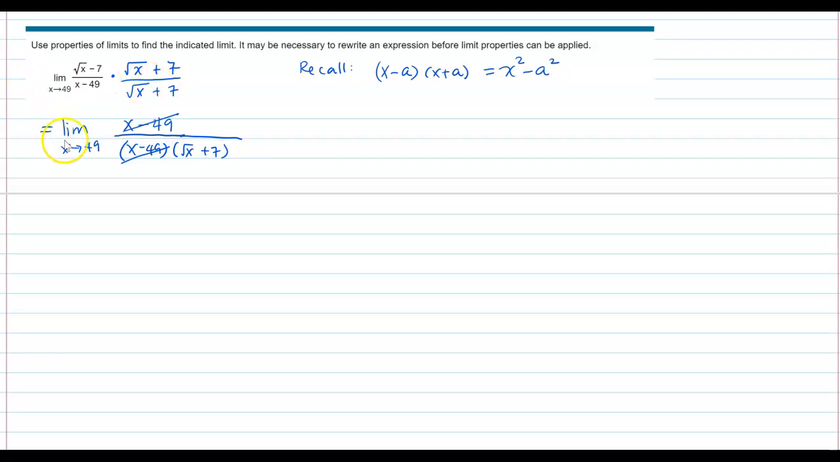Then after that, you can now plug in. So let's plug in 49 in the denominator. So if you plug in 49 here, you have the square root of 49, that is 7. That is square root of 49, and then square root of 49 is 7, plus 7 in the denominator. So you have 1 over 14 as the answer.